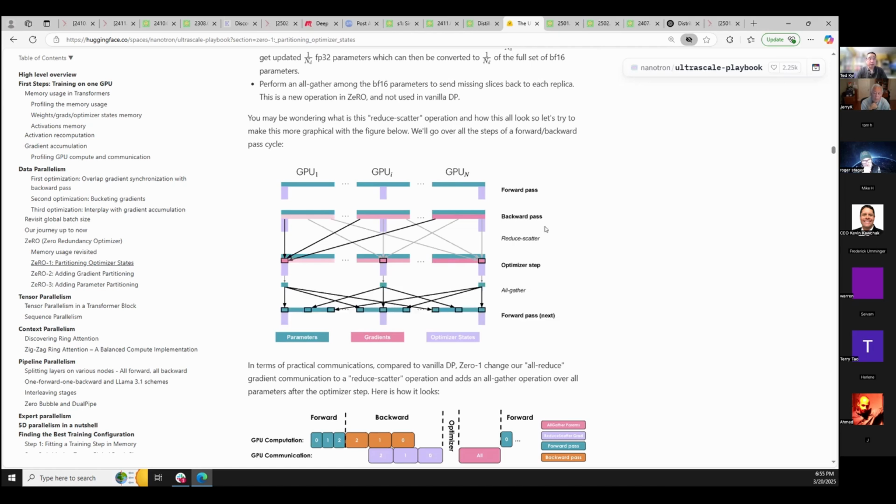I saw briefly there was a hand raised. Any questions about this? It's just zero level one.